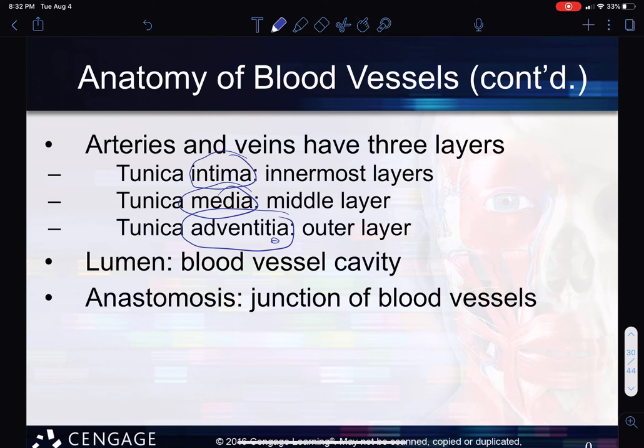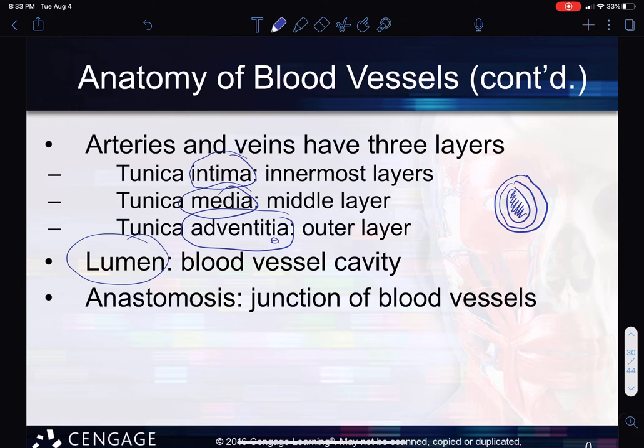The innermost layer, so if we're looking through a vessel and we had these 3 layers, right? We had the tunica media, tunica intima. The space in the vessel is going to be called the lumen. Lumen will be used for a lot of different vessel type structures in anatomy.